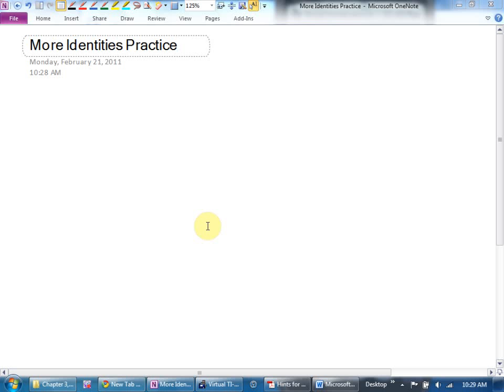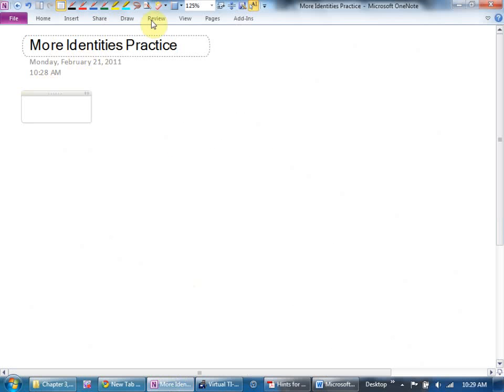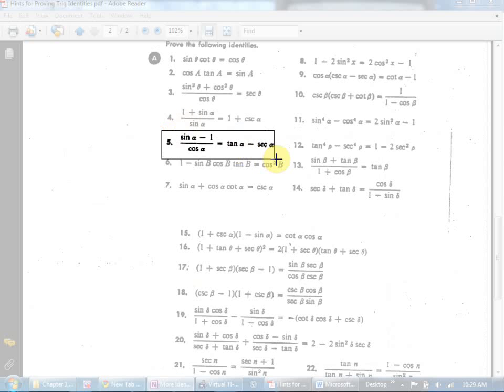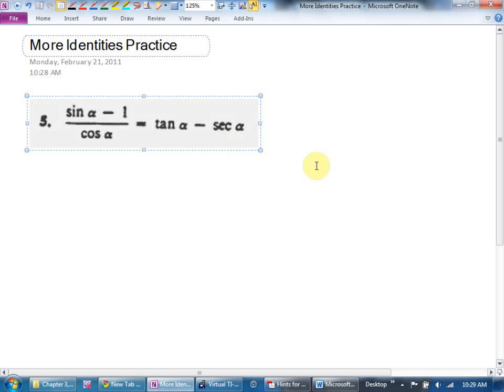So the first one we're going to try doing from the identity sheet is number 5. Okay, you can copy this out somewhere. I'm just going to copy and paste it. This one here. Make it a bit larger. You have it in front of you.